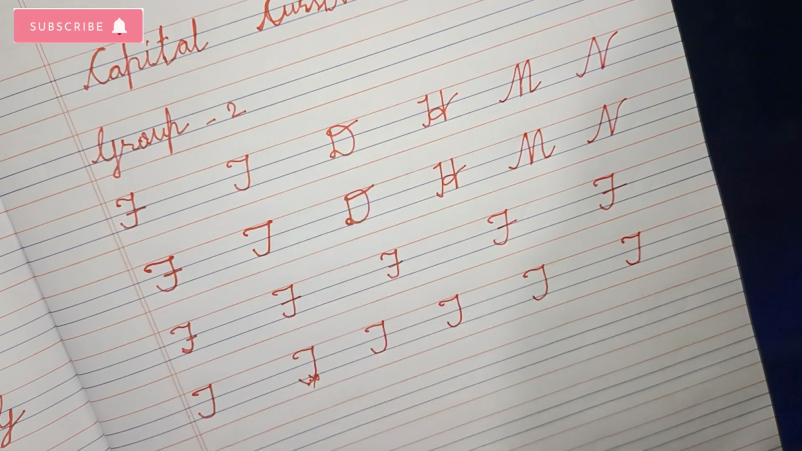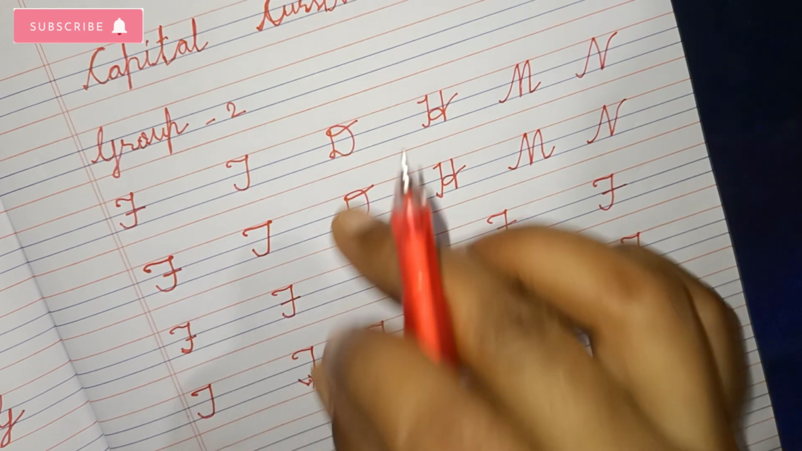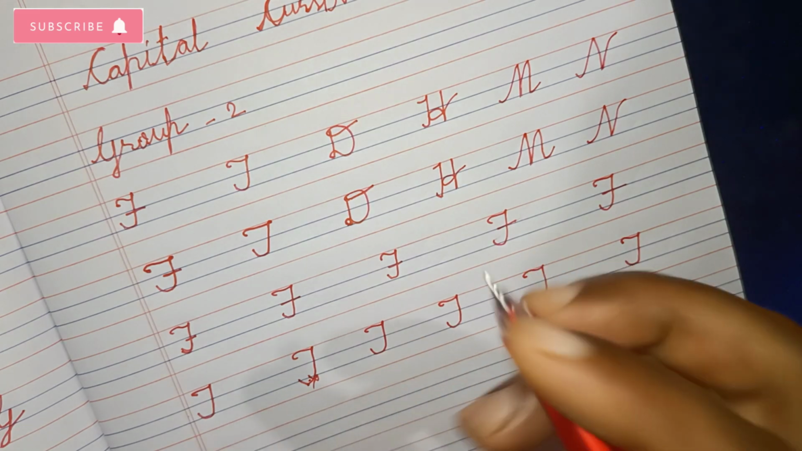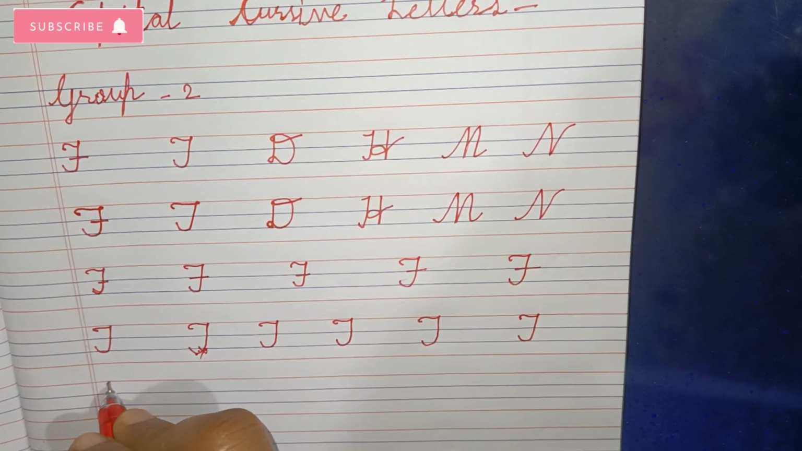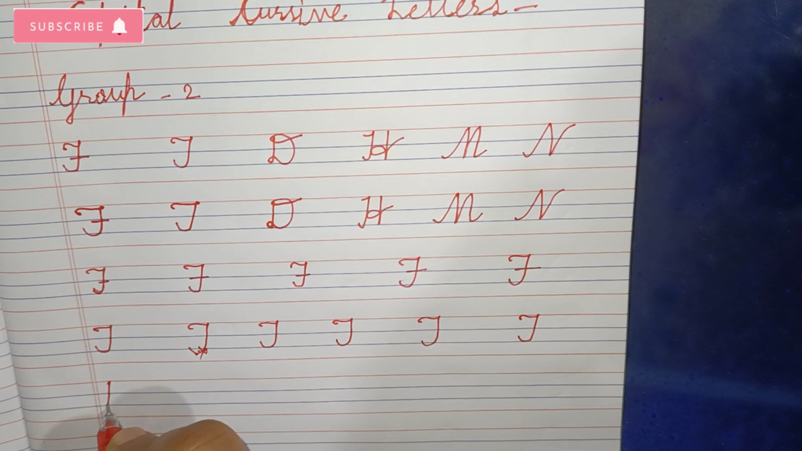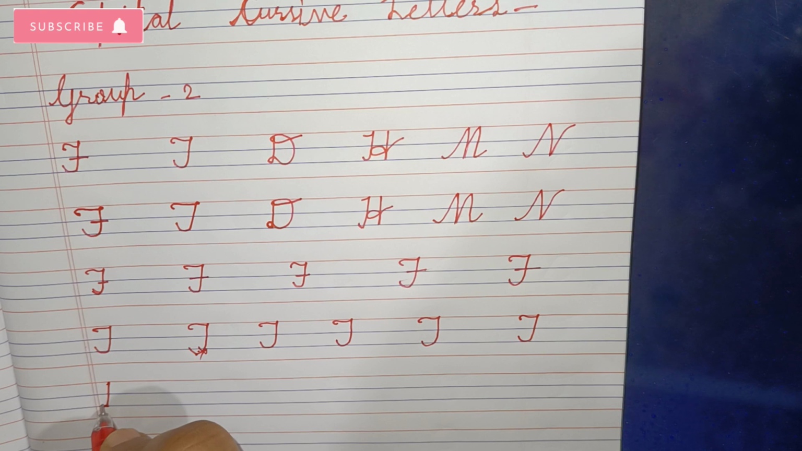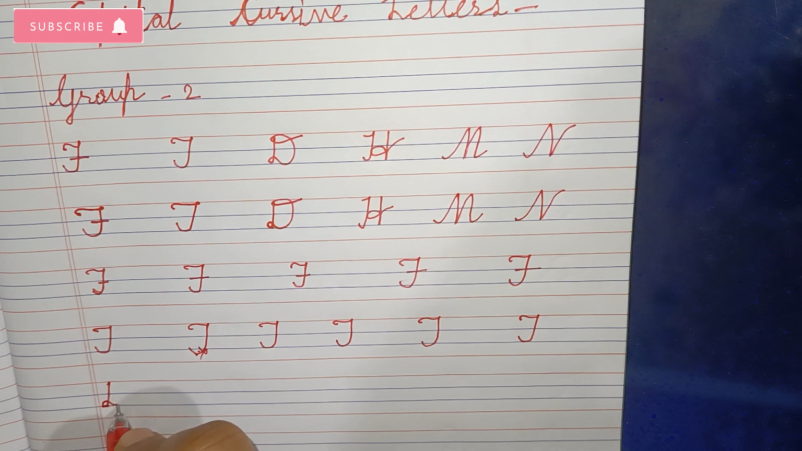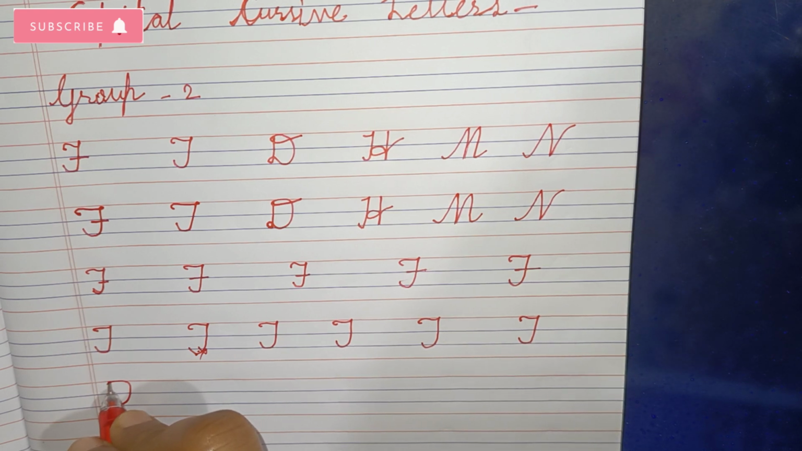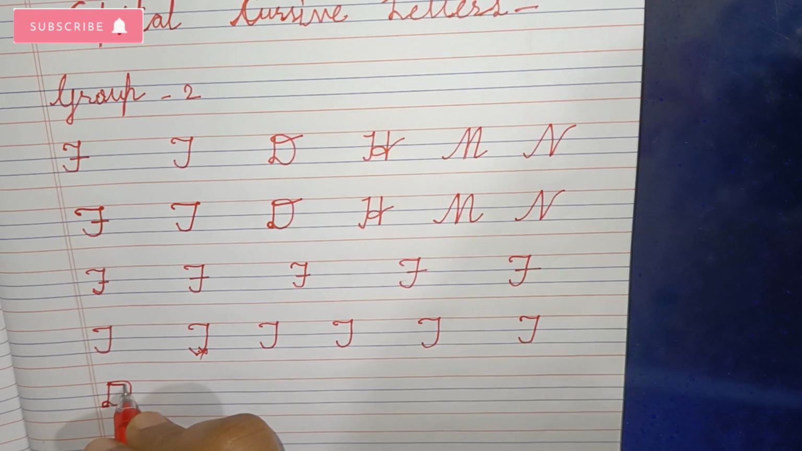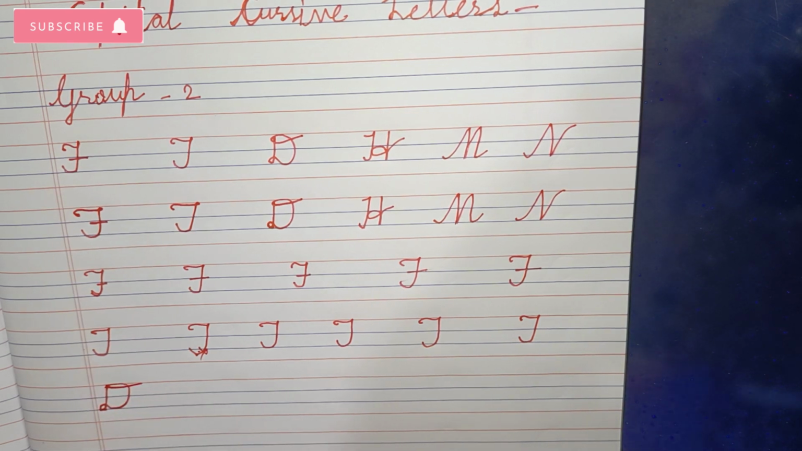Okay, so next letter is D. D is a little bit difficult, so you have to see here carefully. First, you have to start from this red first line. After that, you make one standing line, and from the ending point of this standing line, we'll go backwards and make a circle. After that, we'll make one curve like that, and we'll join to the first point of this standing line, and from back side, we will make one tail.